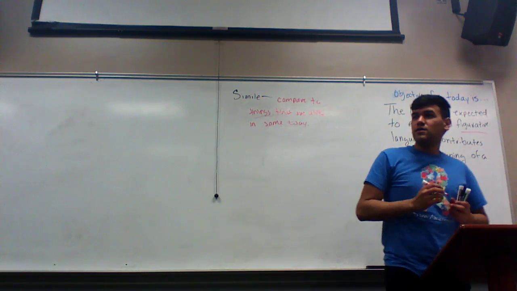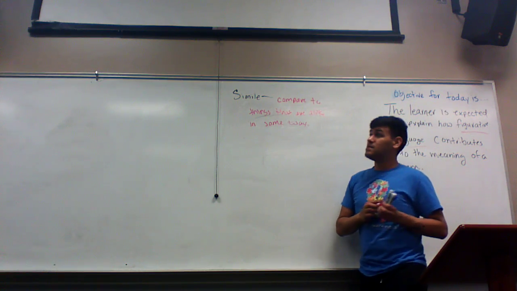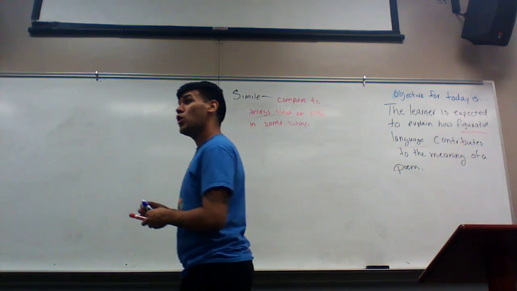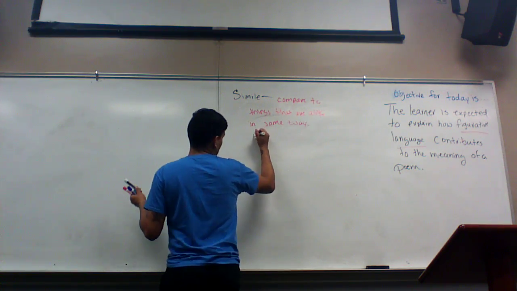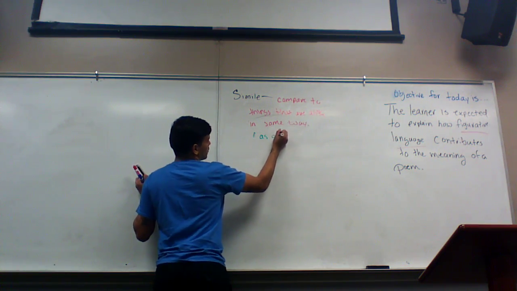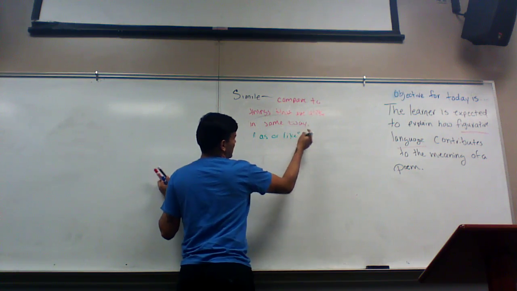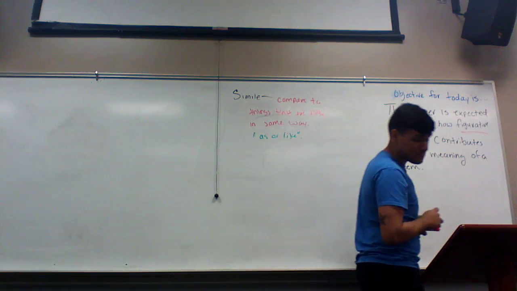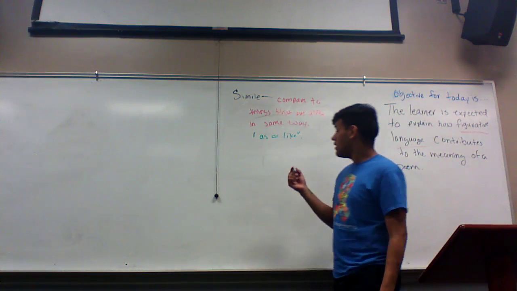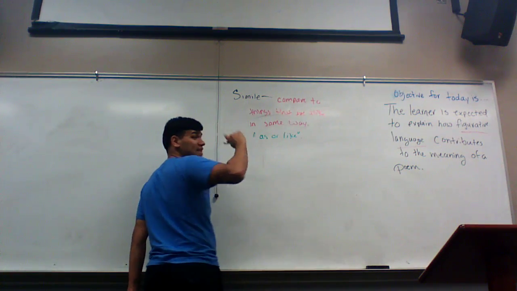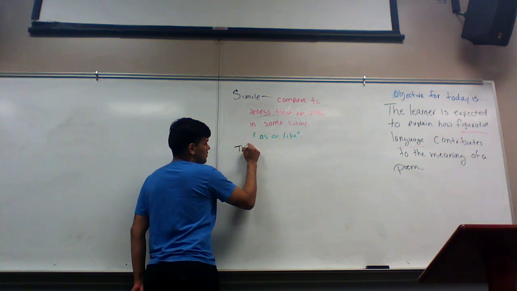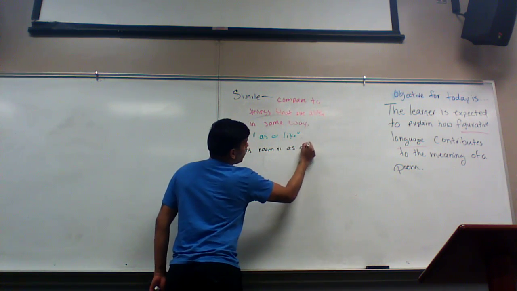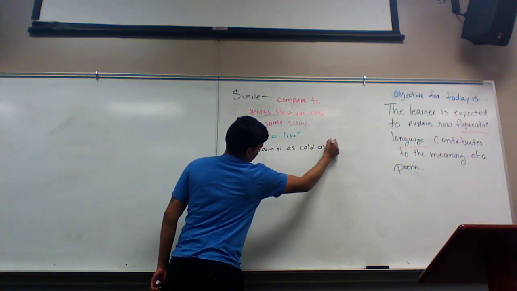However, to distinguish between a simile and a metaphor, a simile uses the word as or like to compare the two things. Now, an example would be: this room, this classroom, guys, is as cold as ice.